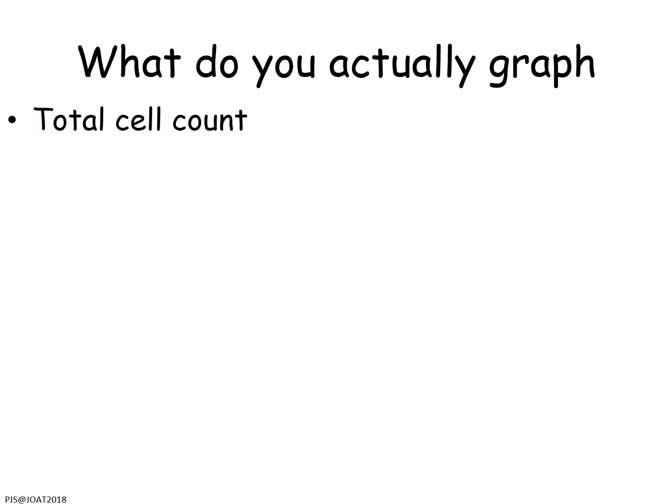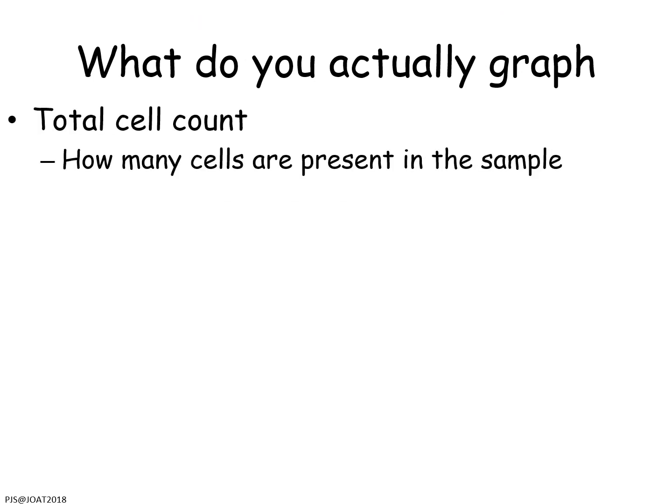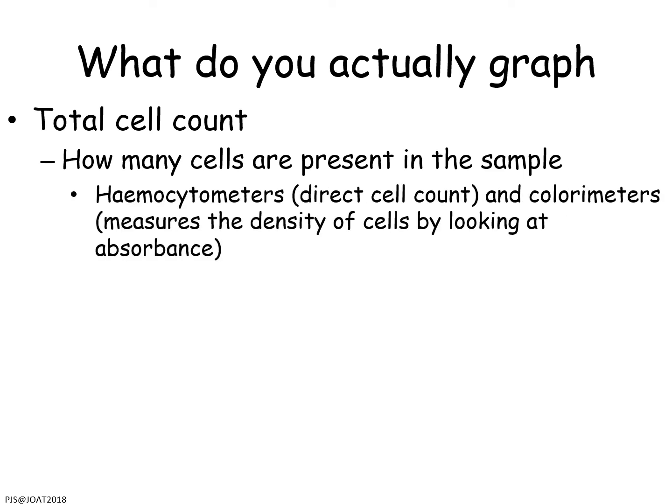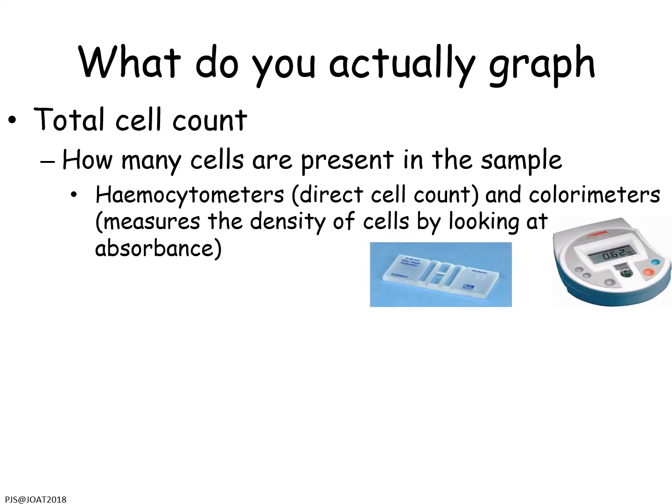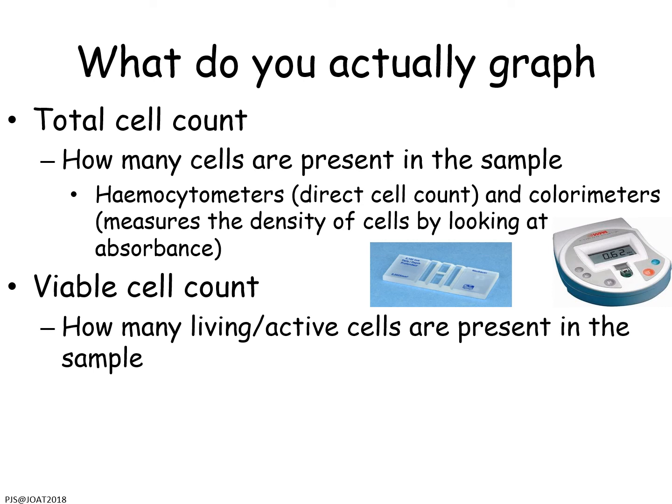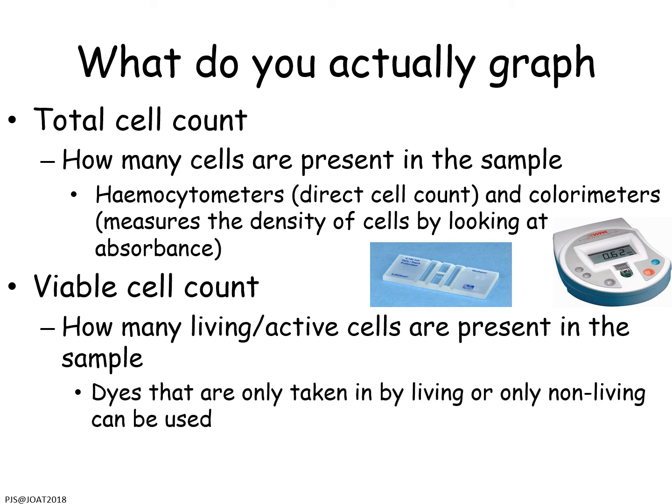What you actually graph in this is how many cells you really have. We can do this by a direct cell count using hemocytometers. We could use colorimeters to measure the density of the cells by absorbance. We can also look at viable cell count. Instead of just looking at how many cells are there, how many of them are actually living? For that, quite often we use dyes. We look at dyes that are only taken in by living cells, or dyes that are only taken up if you no longer have a functioning cell membrane. Okay, that's that.